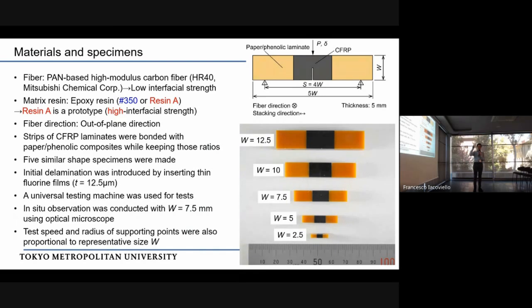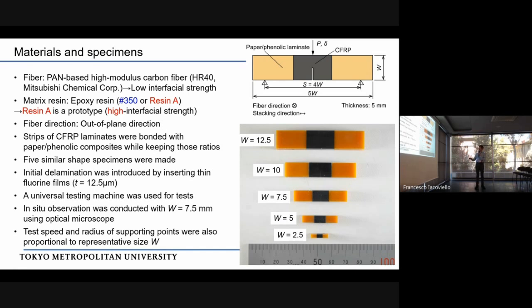Blue one is low, and red one is high interface tolerance. We manufactured different size of specimen using this combination. The fiber direction is perpendicular to this green direction. This black part is carbon fiber reinforced plastics, and this brown part is made of paper phenolic laminates in order to reduce the use of CFRP.